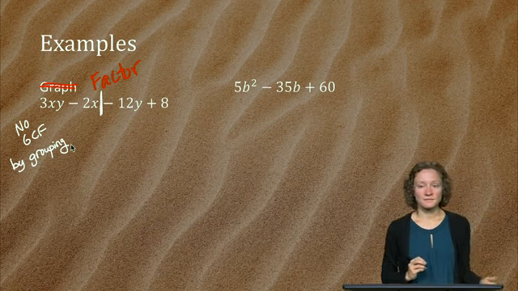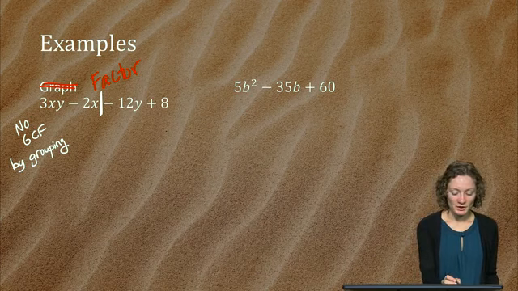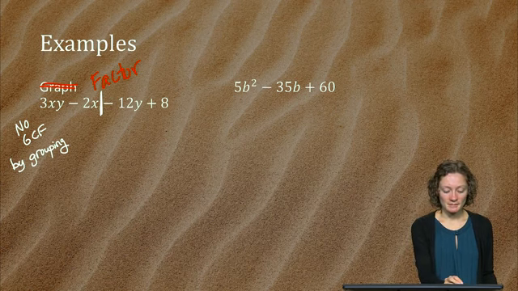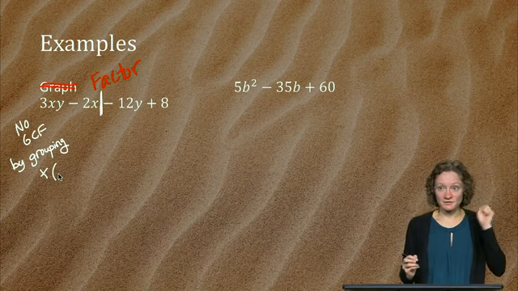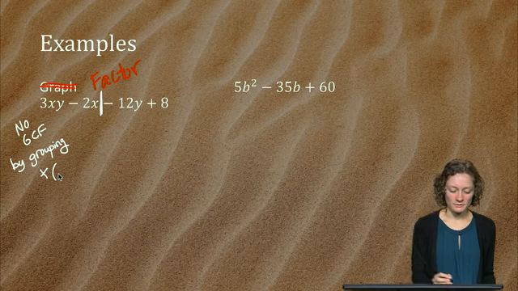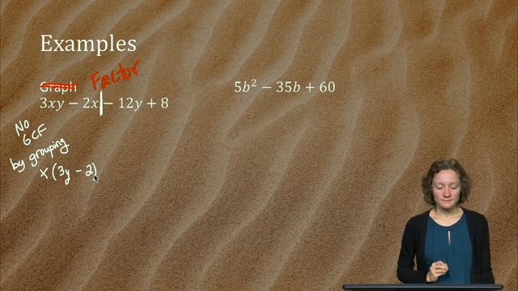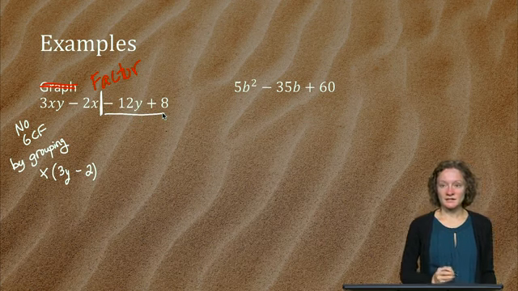In factoring by grouping, we separate into the first 2 and the last 2. When we look at these first 2, we take a greatest common factor from the first 2. So just focusing on 3xy minus 2x, what do they have in common? They have an x in common. So we take that and divide it out, or pull it out of both terms, which leaves us with 3y minus 2.